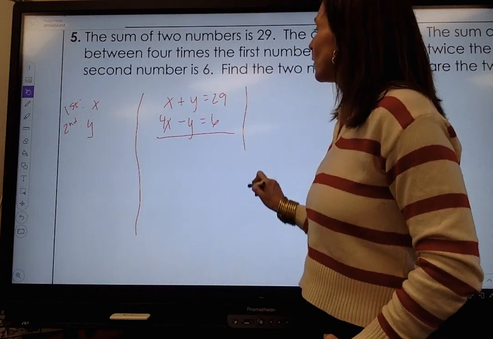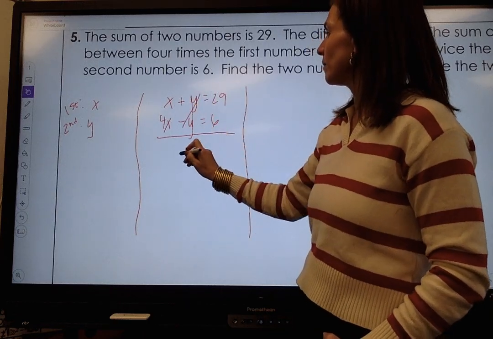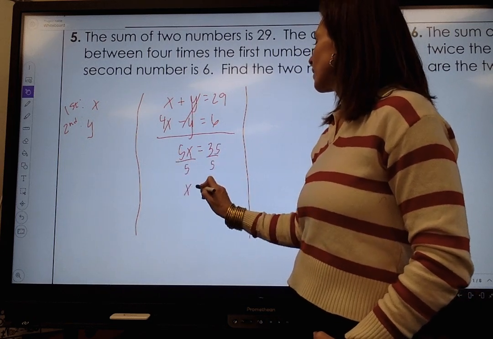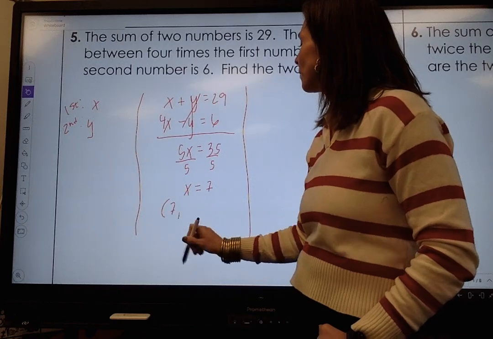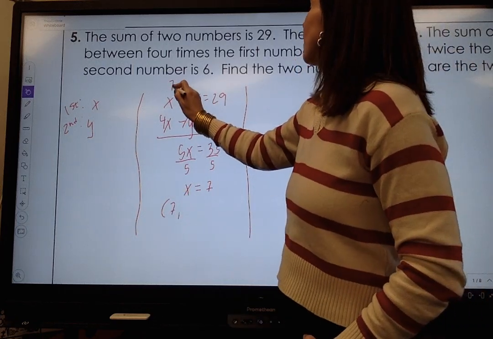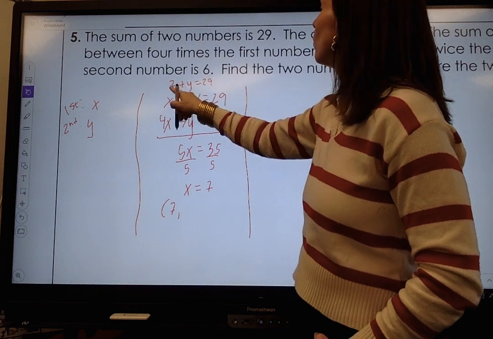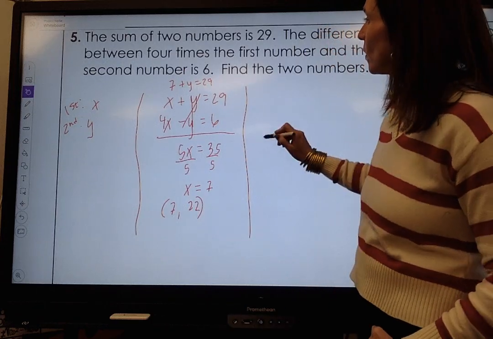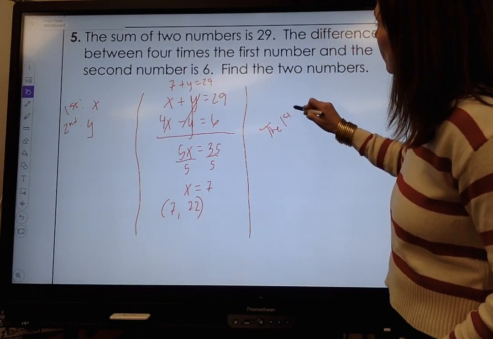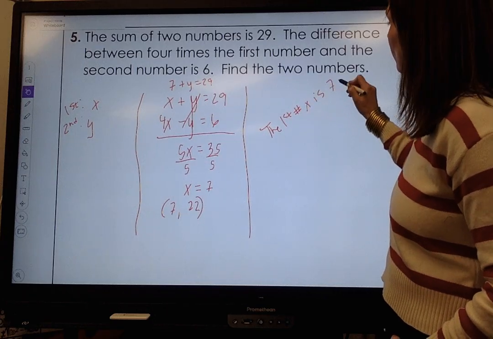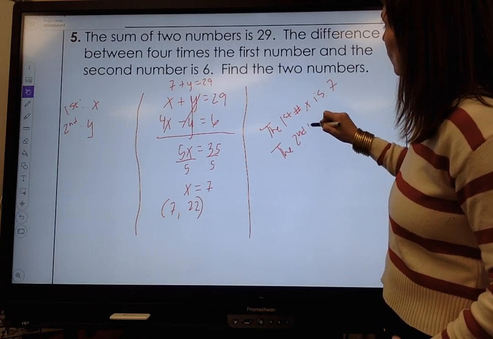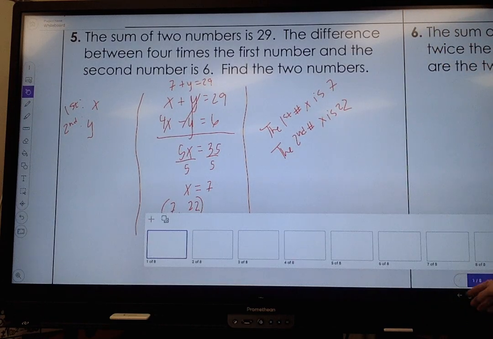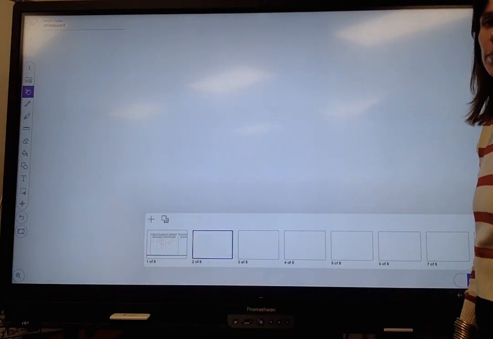So now I'm going to use elimination because my y's cancel out, and I get 5x equals 35, and x equals 7. So if x equals 7, I go back and plug it in. 7 plus y equals 29. What plus 7 equals 29? That would be, y would be 22. So the first number, x, is 7. The second number, y, is 22. All right, let's take a look at the next page because those are pretty simple ones. You've been doing those all year long.